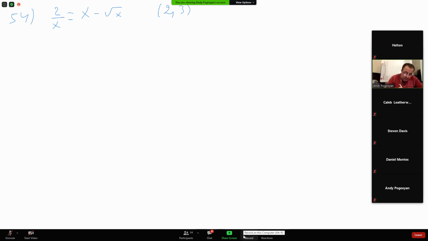Now, move everything on one side. Doesn't make difference. So we can move x to the other side, and we can move the other 2 over x to the left-hand side. So we need to show that this equation has a root, which means has a 0. For some value of x, it should be 0. Now let f of x be 2 over x minus x plus square root x.